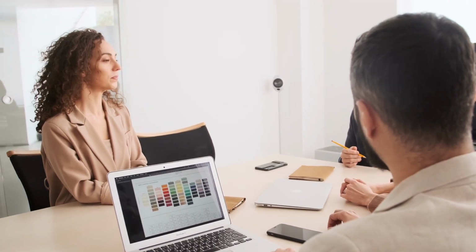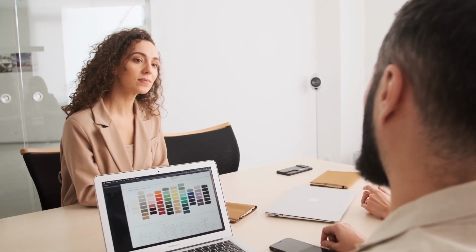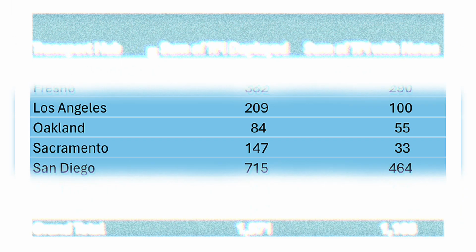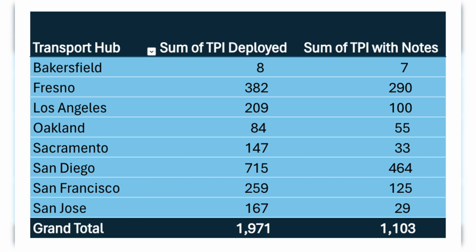Onto the pivot table part of our exercise. Pivot tables are fantastic for summarizing and analyzing data quickly, so let's brainstorm some potential setups. Compliance rates by city. This straightforward approach will show how each city fares in terms of compliance. Total TPI deployed and TPI with notes by city. This goes into the specifics, contrasting the number of deployed initiatives against those that are documented.